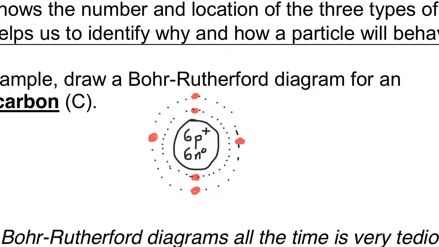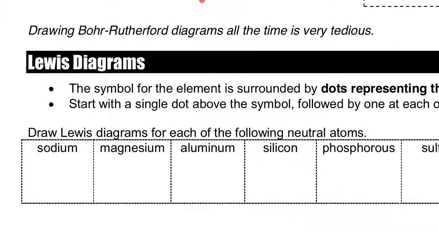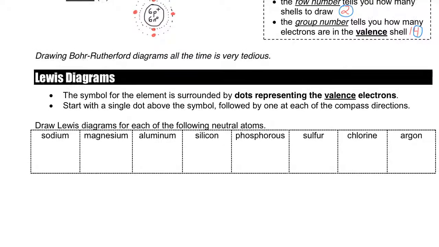Now you can imagine if you're drawing Bohr-Rutherford diagrams for larger and larger atoms, it can get a little bit tedious. So thankfully, there is another way that we can represent atoms, and it's called Lewis diagrams. Basically, you write the symbol for the element, and then you put dots representing the valence electrons around the symbol. So remember, valence electrons are just the outermost electrons on the outside orbit. So I will show you sodium and magnesium, and then I'll let you try the rest.